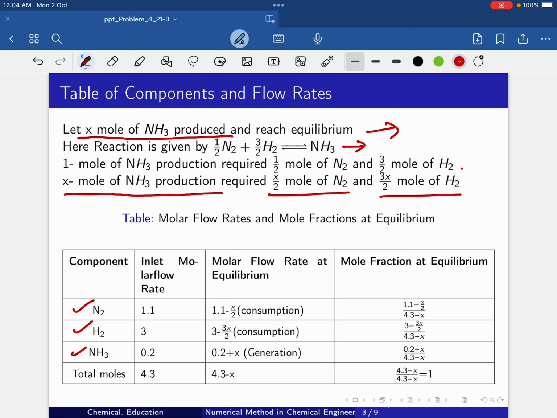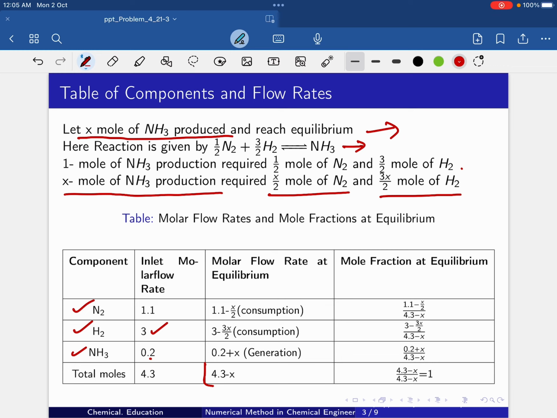Now x/2 moles of nitrogen are required for x mole of ammonia, so x/2 is consumption, and the remaining at equilibrium is 1.1 minus x/2. Similarly hydrogen, initially it was 3 and the consumption is 3x/2, so present at equilibrium is 3 minus 3x/2. Now how much ammonia will be there? Initially it was 0.2, and x mole ammonia is produced, so the total will be 0.2 plus x. If I add all these, the total molar flow rate at equilibrium is 4.3 minus x.